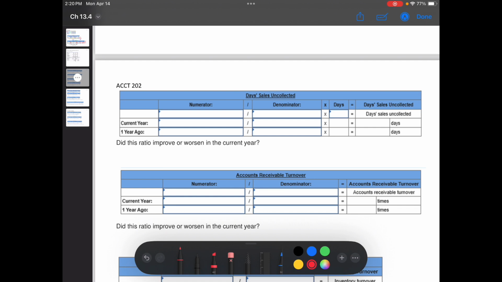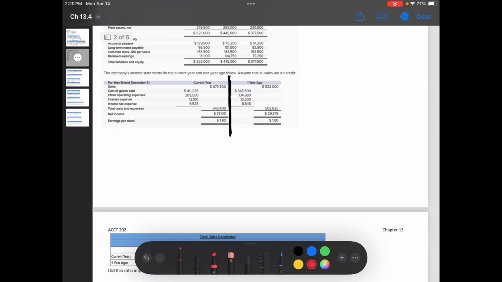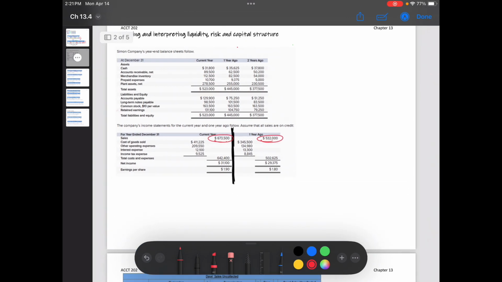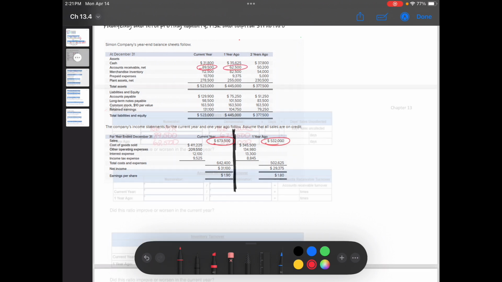So what we want to look at is how long does it take for those customers on average to pay us. So we're going to take the net accounts receivable and divide it by what we call net sales, which would be sales less any returns, discounts, allowances, that kind of stuff. So when I look at my income statement, net sales, it's just going to be the sales amount. So I've got sales, and then of course up above here in the balance sheet, I've got accounts receivable. So I'll just take those and divide them.